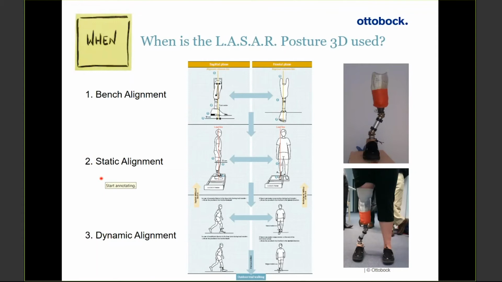And then we go to dynamic alignment. And dynamic alignment is still important. It is still our subjective gait analysis, and we still spend time here. But for today's focus, we're really concentrating on static alignment. And that's just a little bit from a prosthetics perspective.